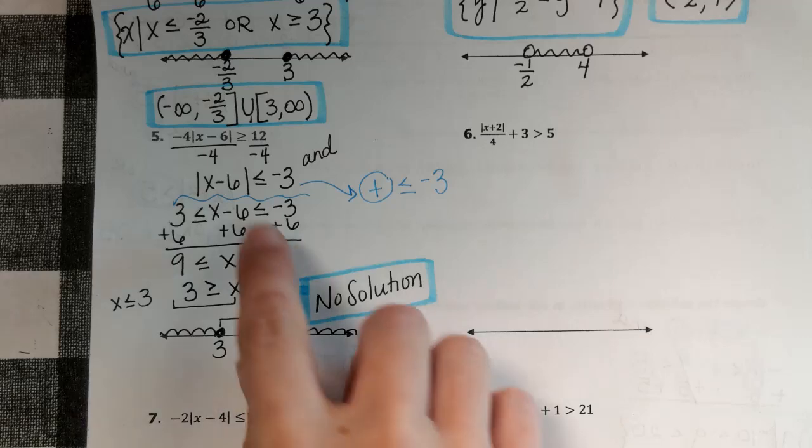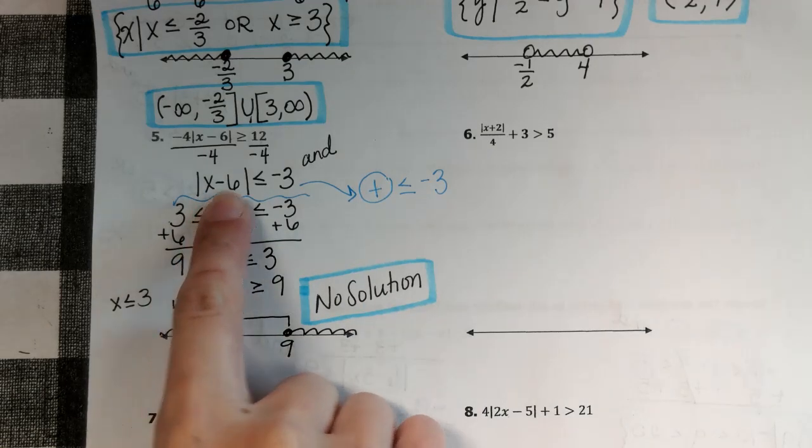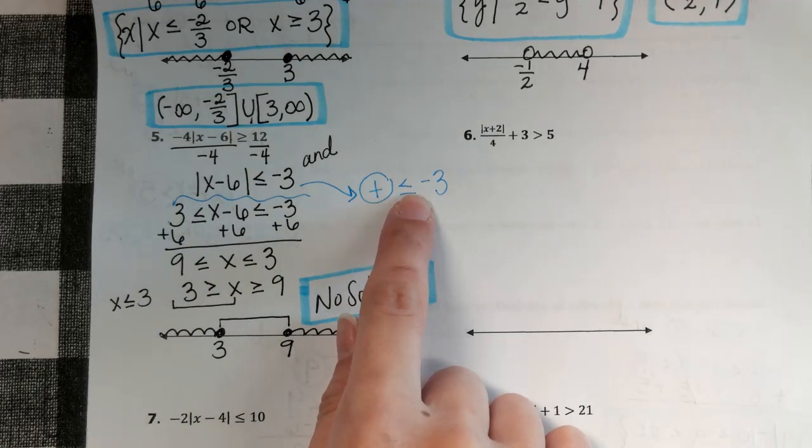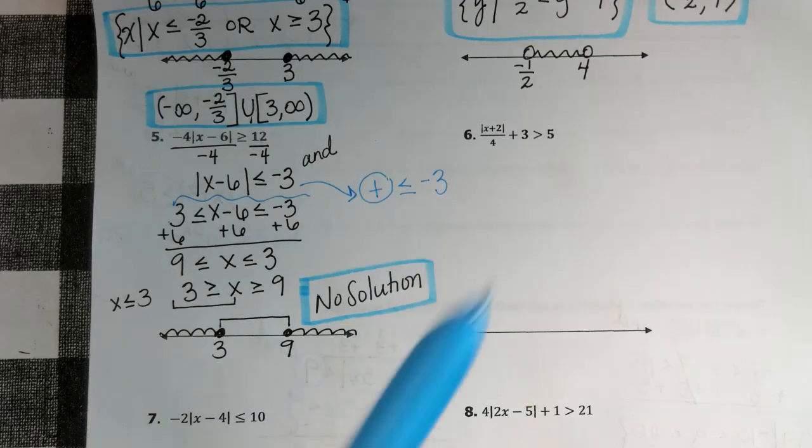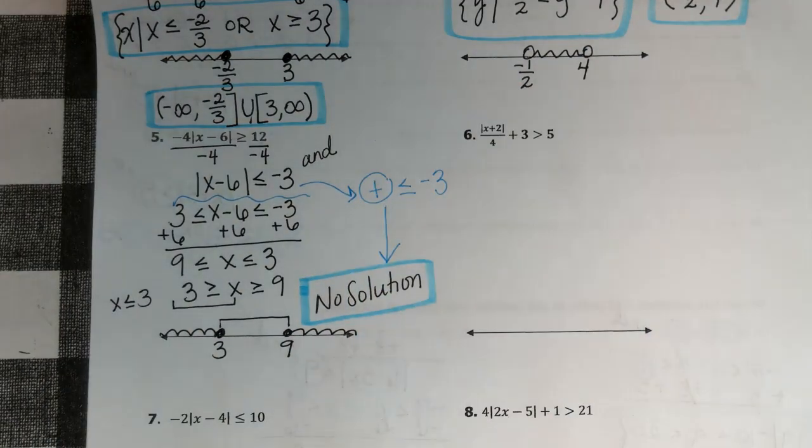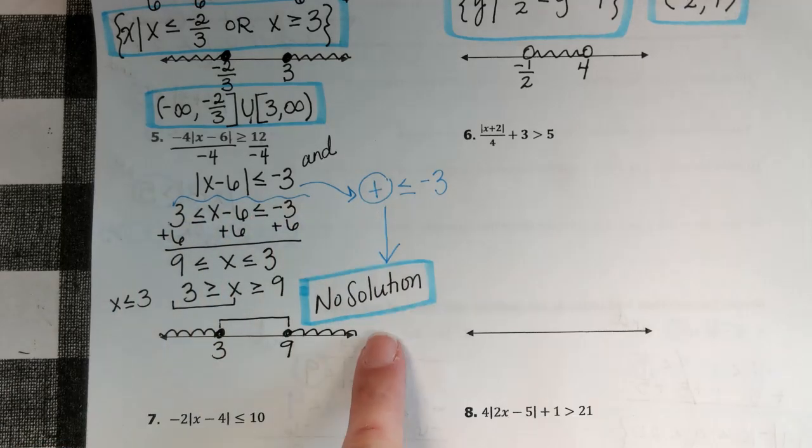So if you understand the concept of what absolute value is, and you know a positive cannot be less than a negative, you could jump straight to no solution. Okay, so we won't get in trouble for not doing the work if it's no solution? If it's no solution, you will not.